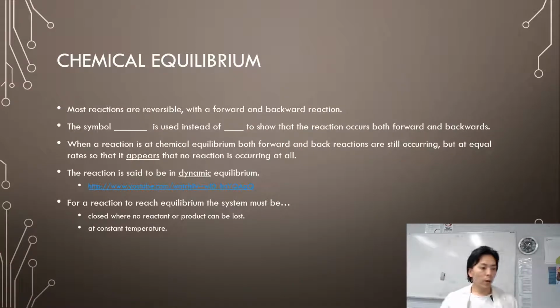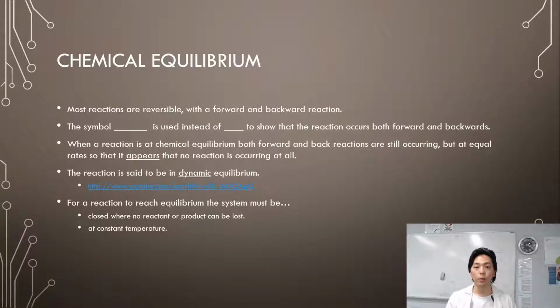All right. When the reaction is at chemical equilibrium, both forward and back reactions are still occurring, but at equal rates. So the speed of the reaction going forward and the speed of the reaction going backwards are equal to each other. That's what we call equilibrium. Nothing seems to be happening. It appears that no reactions are occurring at all. Like everything is settled, but reactions are still happening. This reaction is said to be in dynamic equilibrium. There's no apparent change, but things are still happening at the molecular, atomic size.